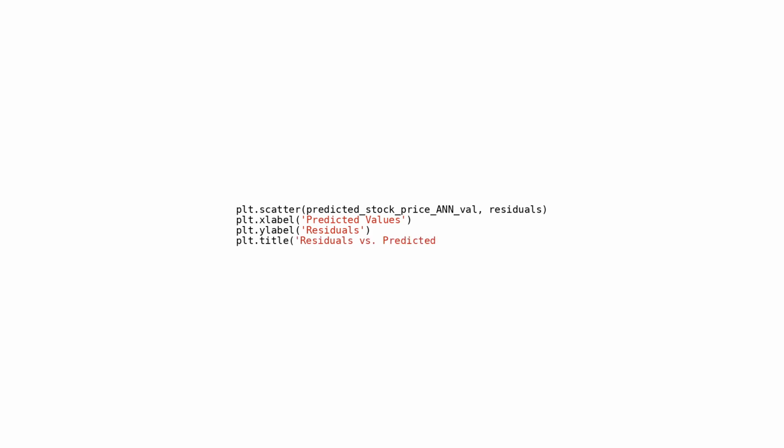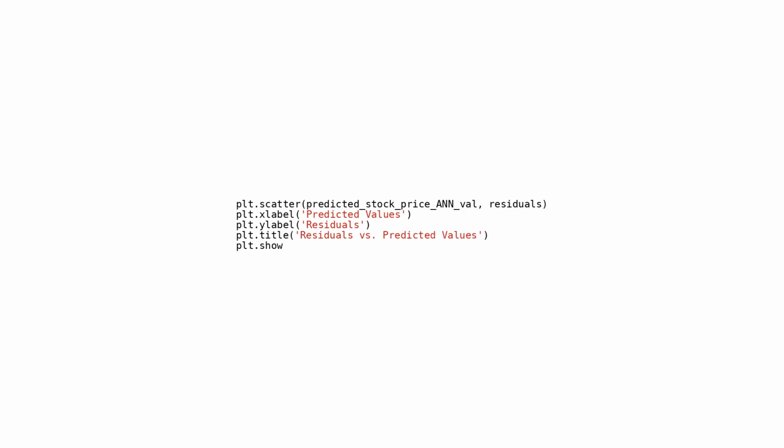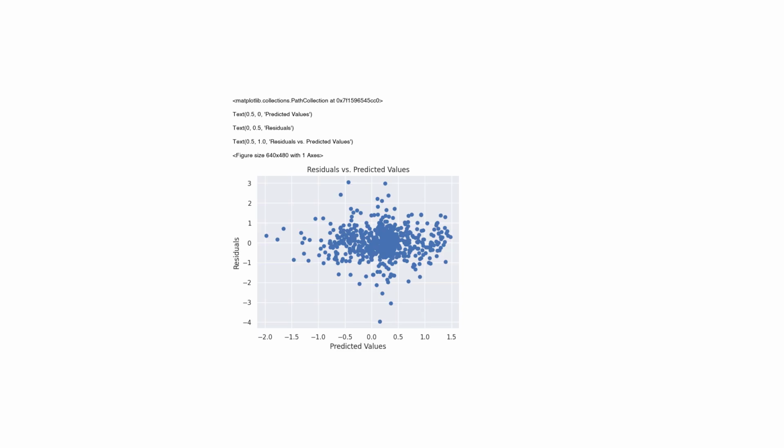This code generates a scatter plot displaying the predicted stock prices using an artificial neural network on the x-axis and the residuals, the differences between actual and predicted stock prices, on the y-axis. The plot is a visual tool to assess how accurately the ANN model predicts stock prices by illustrating the spread of residuals in relation to the predicted values.